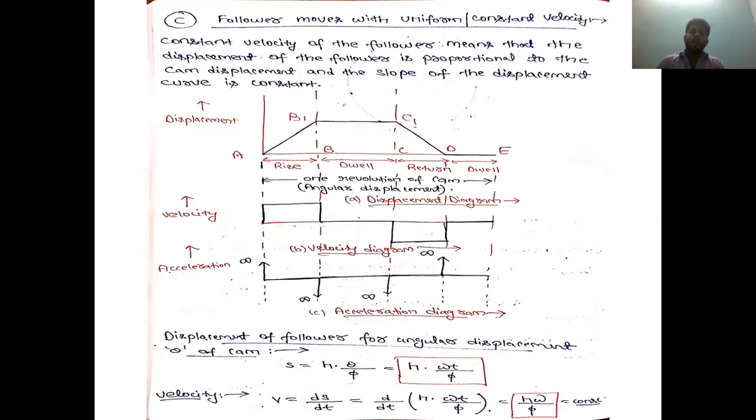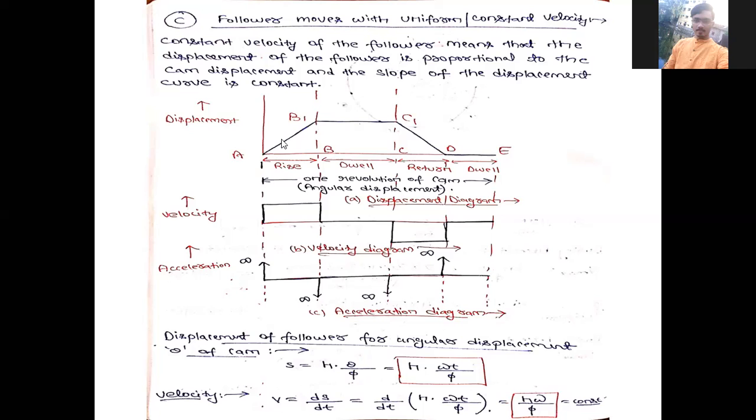Third part is when the follower is moving with uniform velocity or constant velocity, then what is the change in the displacement diagram, what is the change in the velocity, and what is the change in the acceleration diagram, and lastly we will draw the cam profile. Fine. Okay, we know from our engineering mechanics that when any particle moves with uniform velocity, displacement versus time graph is a linear curve. Yes or no?